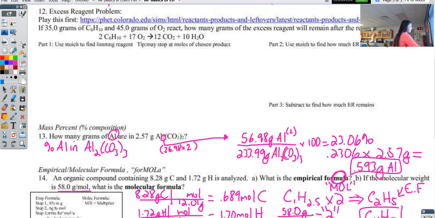So let's take a look at what the problem says here. So it says we've got 35 grams of C6H10, and we also have 45 grams of oxygen, and they're going to react with each other. So, and we want to know how many grams of the excess reagent will remain after the reaction ceases.